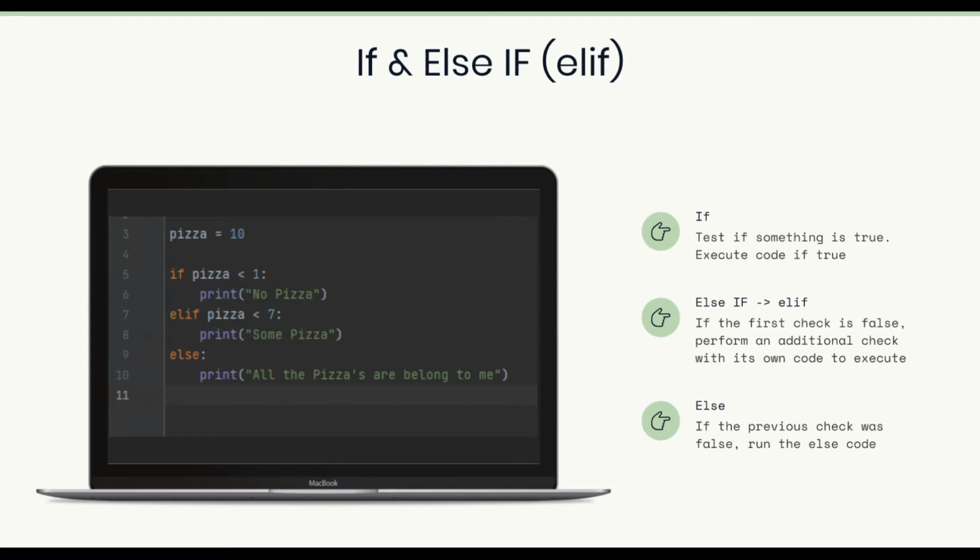Then the next bullet point, which is else if or elif: if the first check is false, perform an additional check with its own code to execute. And again, the indents are important. So we have elif pizza is less than 7, print some pizza. And finally, we have else: if the previous check was false, run the else code. Print all pizzas are belong to me. Now that's a reference to an old video game, but that's not important.